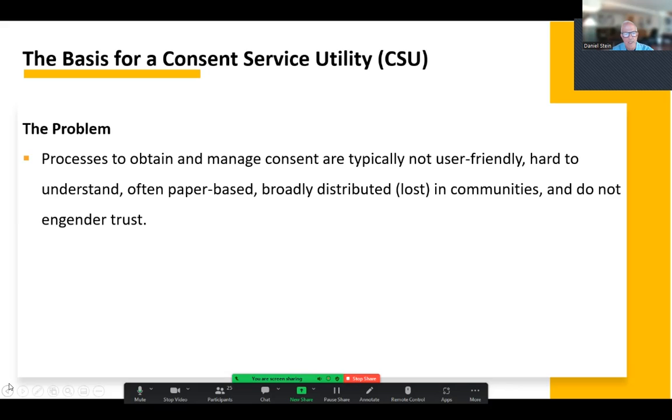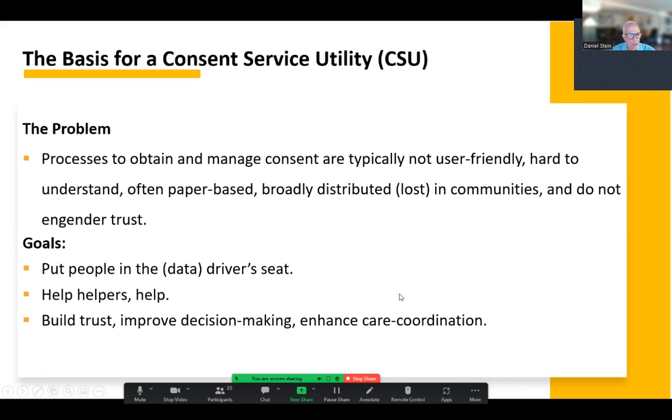Everybody's got their own consents, and it doesn't engender trust. I think it's safe to say this is true for most any and all of the situations out there. Our goal in bringing this group together is we want to put people in the data driver's seat. And there's nothing probably more equity focused than providing everybody the ability to share or not share or to revoke their consent.